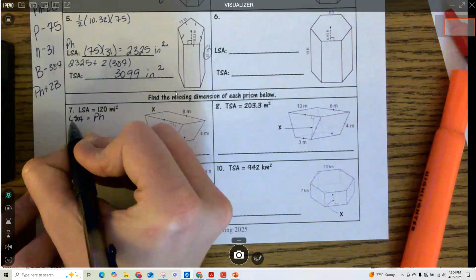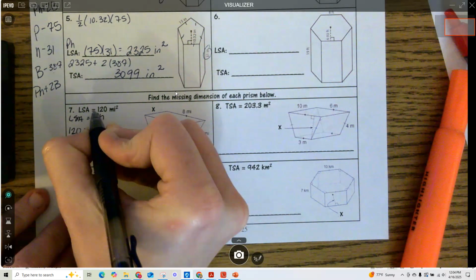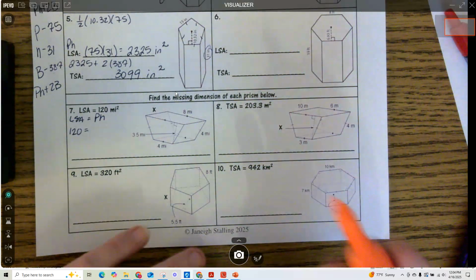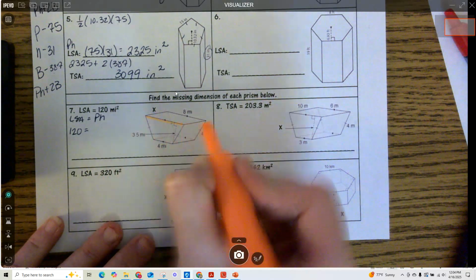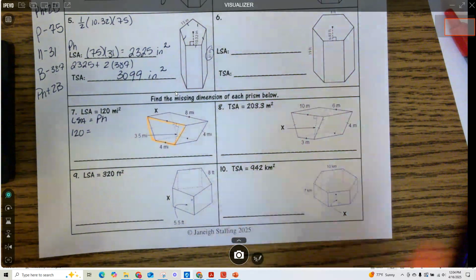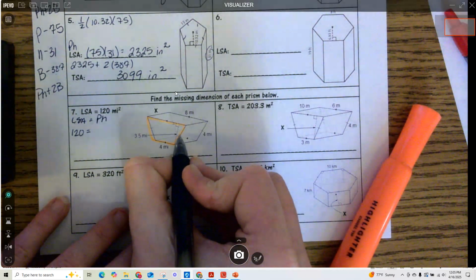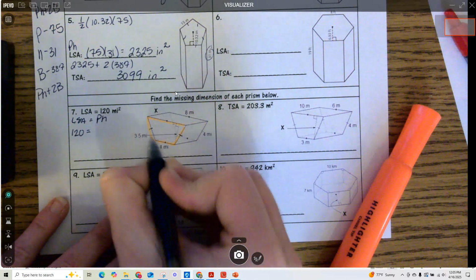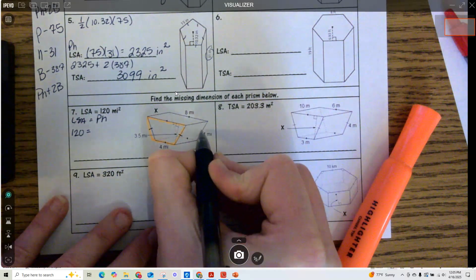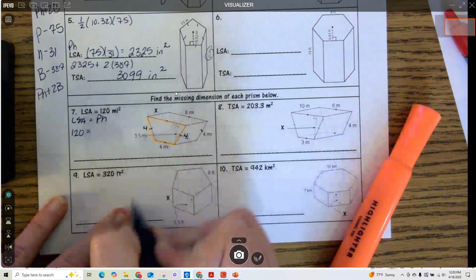So, lateral surface area is 120. So I need the perimeter. So again, find the shape that's not a rectangle. That's where I'm going to get my perimeter. And I have all my measurements I need. If you notice, this has these little hash marks here. That means these two sides measure the same. The same little hash mark is back here, meaning this is 4 and this is 4.